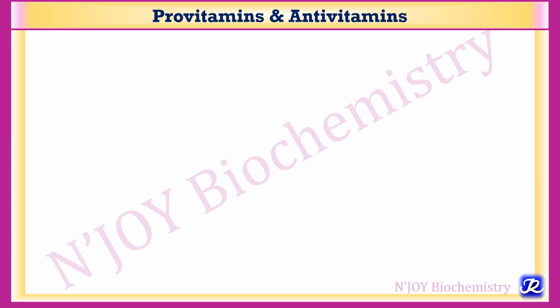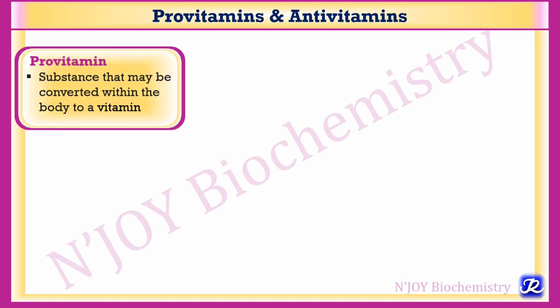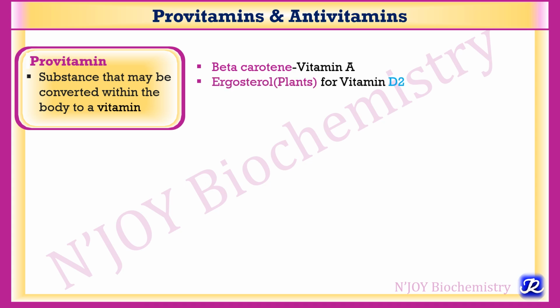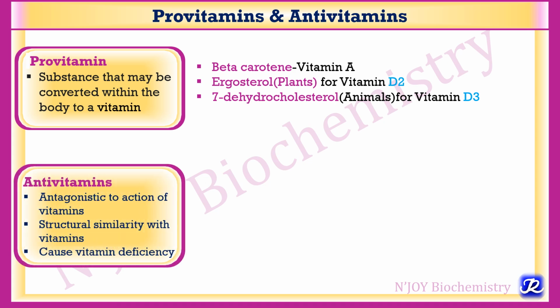Now coming to the provitamins and antivitamins. What are provitamins? Provitamins are the substances that may be converted within the body to a vitamin. So it is the precursor of a vitamin. For example, beta carotene is the provitamin of vitamin A. Ergosterol, present in plants, is the precursor for vitamin D2 synthesis. 7-dehydrocholesterol is a provitamin which is present in animals, and vitamin D3 is synthesized from this provitamin, that is 7-dehydrocholesterol. Now, which are antivitamins?